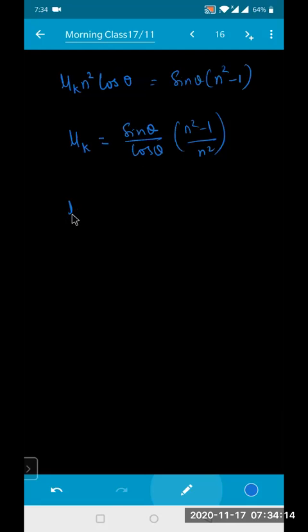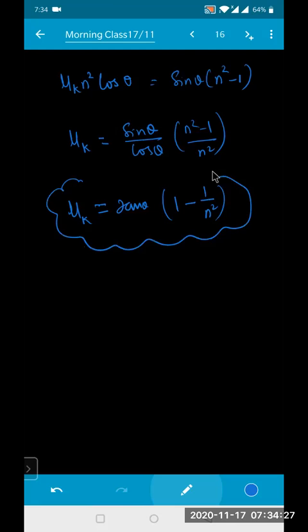Sin by cos is tan. So mu k is equal to tan theta into 1 minus 1 by n square. So the kinetic friction mu k value is equal to tan theta into 1 minus 1 by n square. Is it clear?